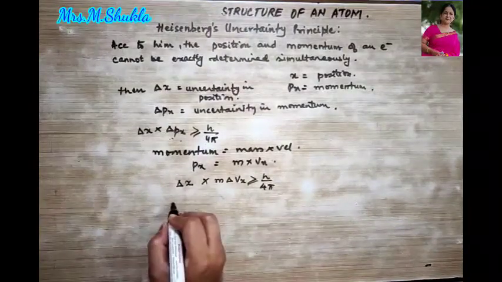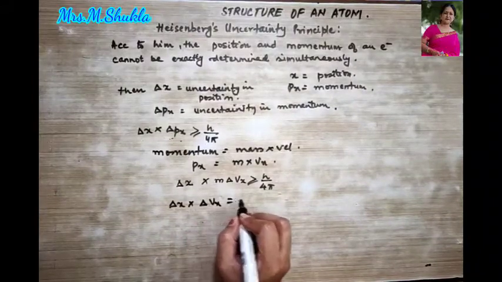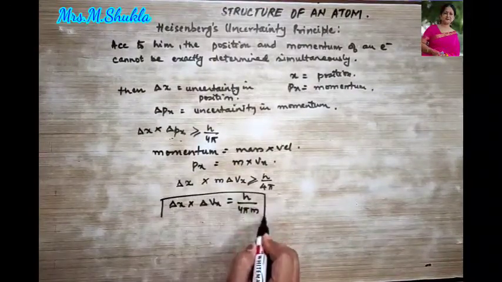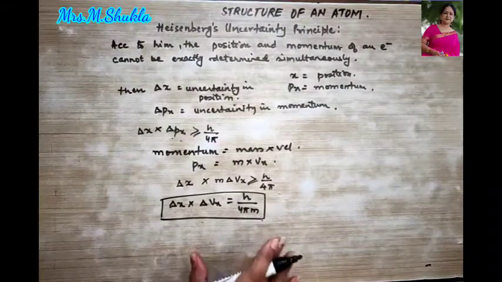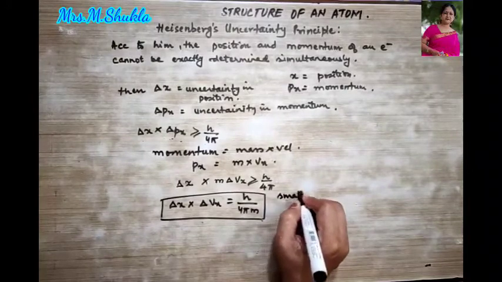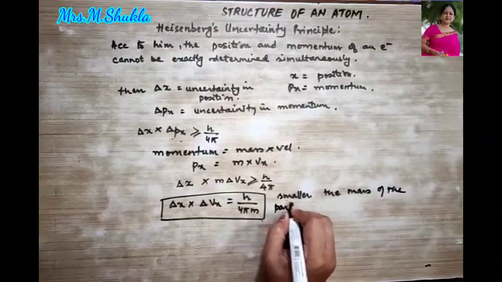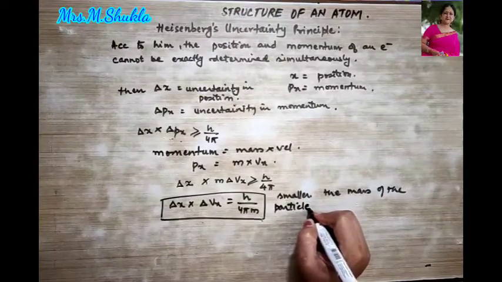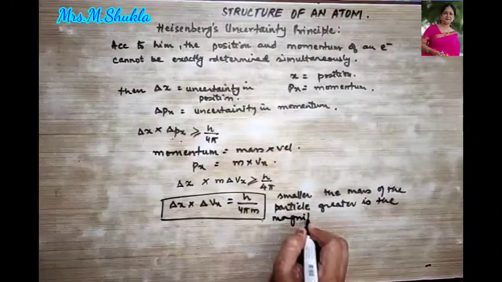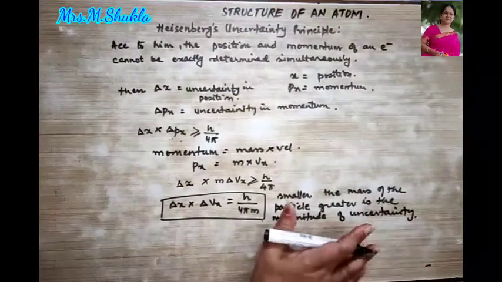Followed? Thus we can say that delta x into delta vx is equal to h upon 4 pi m, if we bring m over here. Hence, smaller the mass of the particle, greater is the magnitude of the uncertainty. I repeat, I also write it down over here: smaller the mass of the particle, greater is the magnitude of uncertainty. I hope that till here it's very clear.